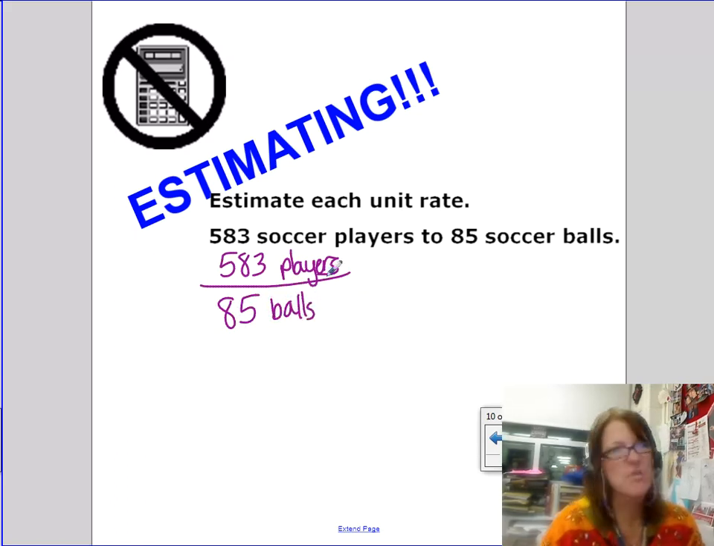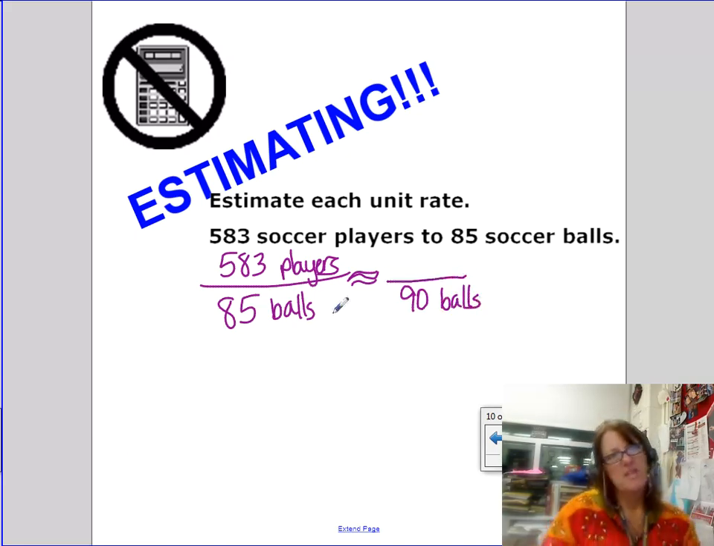Okay, now this one's a little more challenging, but work with me here. Let's see. Going up to 100 might be kind of big, so I'm going to choose 90 in this case. Maybe I should have done that on that first one too. Now, when I look at 90, I want you to just look at the 9.